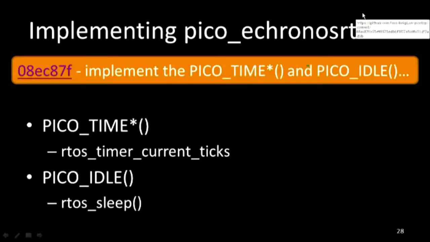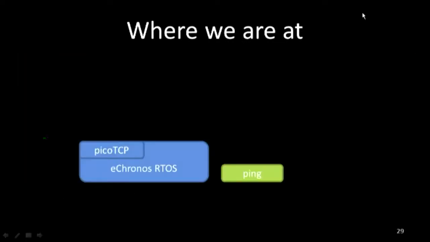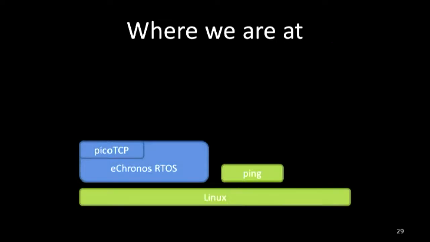All right. So once we've done all that, where does that leave us? This blob turned from green to blue now, which basically means, oh, this is actually running on top of the RTOS, including Pico TCP. And this all runs on Linux, and I think that's it.